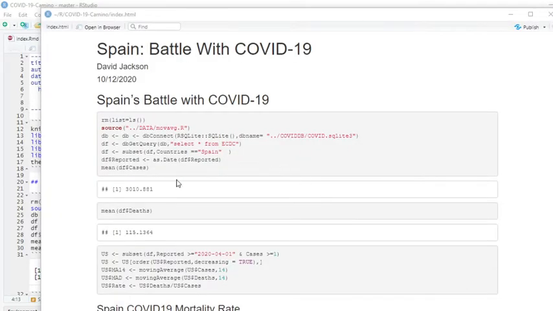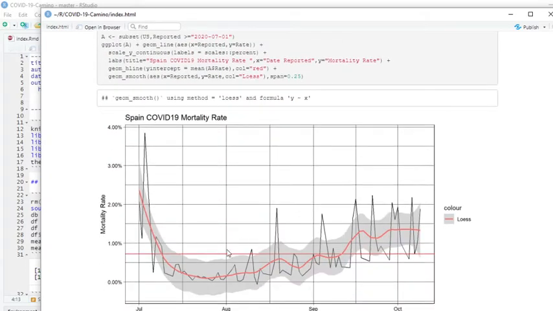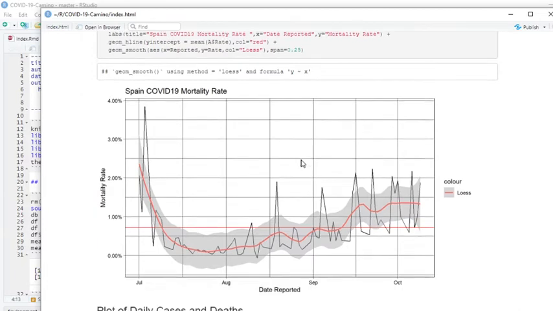Okay, so currently Spain is averaging 3,010 cases per day and 115 deaths. So let's take a look at this plot of the mortality rate. This is the average mortality rate, about say 0.75%. You can see that the numbers are starting to trend above that, up to about 1.5. So that's not necessarily a good situation.